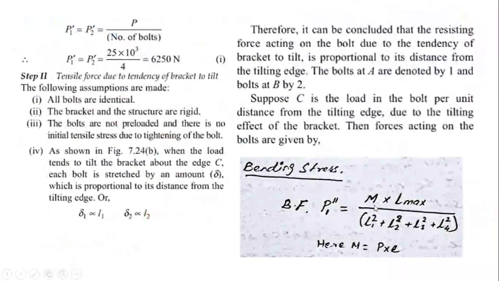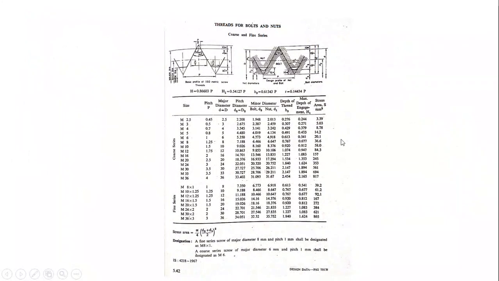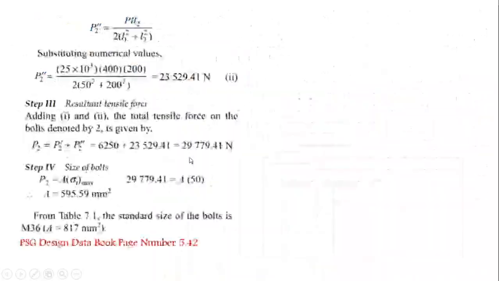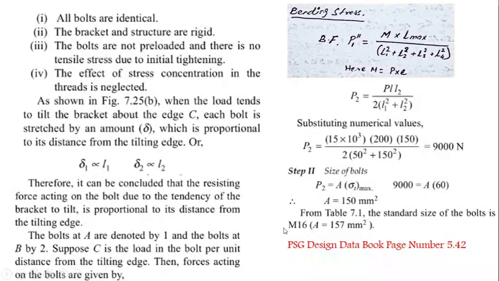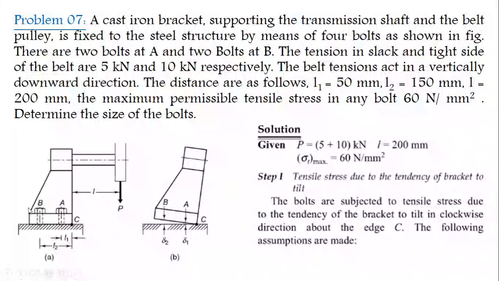So for a 150 millimeter square area, the next standard area is 157. We take 157 as the standard area, and corresponding to this area the bolt size is M16. M16 is the suitable bolt for this structure to withstand this load arrangement. Okay, thank you so much.